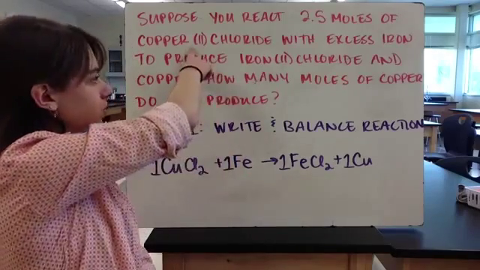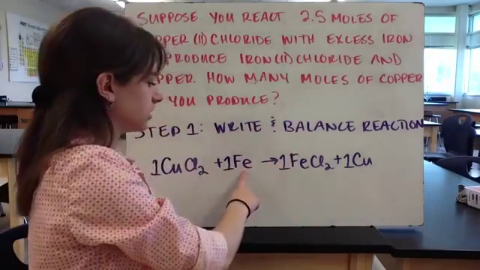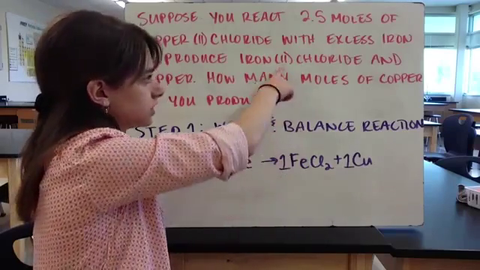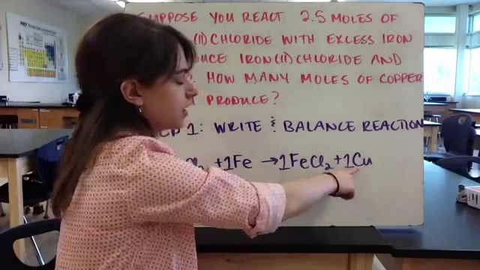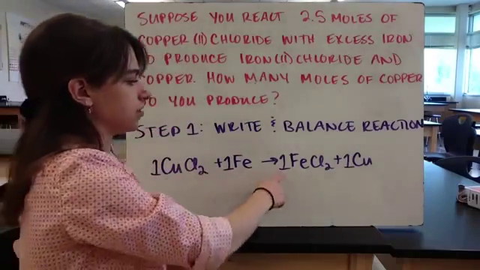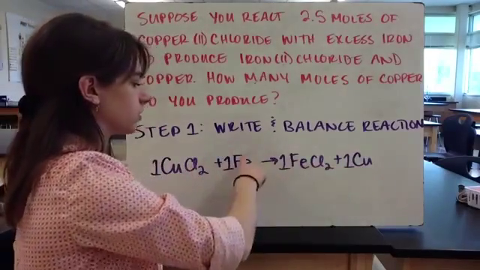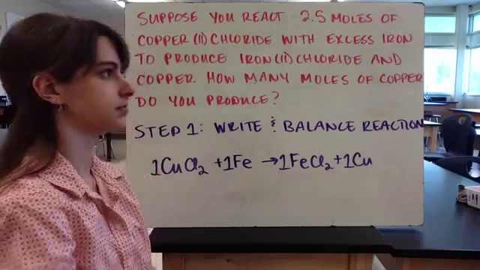So copper 2 chloride is CuCl2. Iron is Fe to produce iron 2 chloride. So there's our iron 2 chloride, that's the formula for that, and copper. If we balance it, they're all 1s in front. So we have 1 copper, 2 chlorines, 2 chlorines, 1 iron, 1 iron. So now we have our balanced chemical reaction.